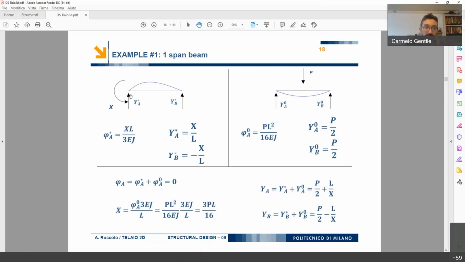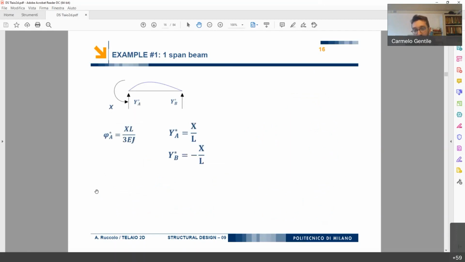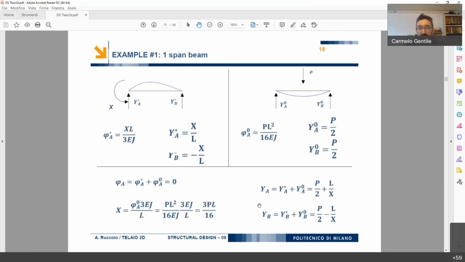Now, we can write the structure again, substituting to x its actual value and solve it again. Or we can just say that the reaction in the node A is just the sum of the first one and the second one, where in the first one we have x equal to this stuff.